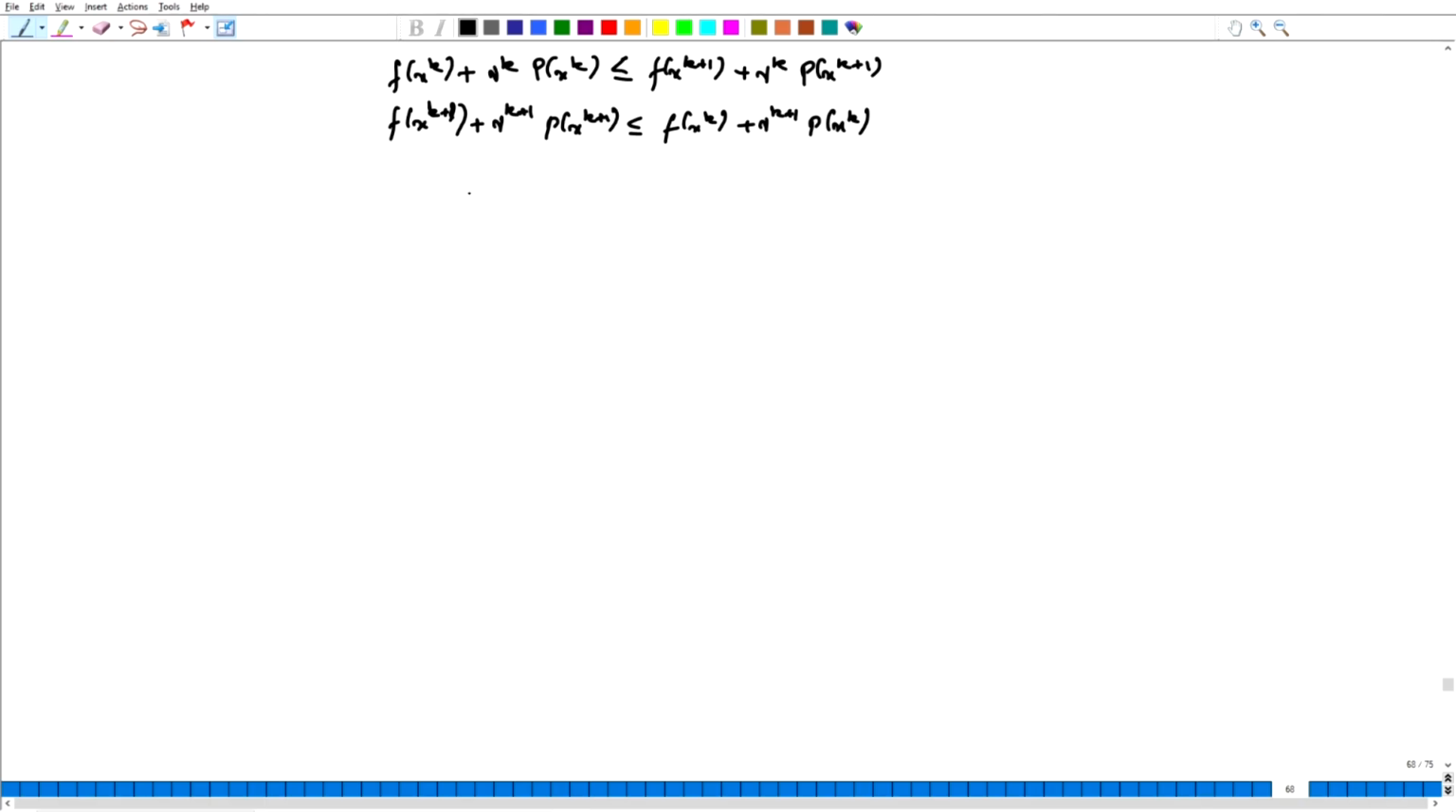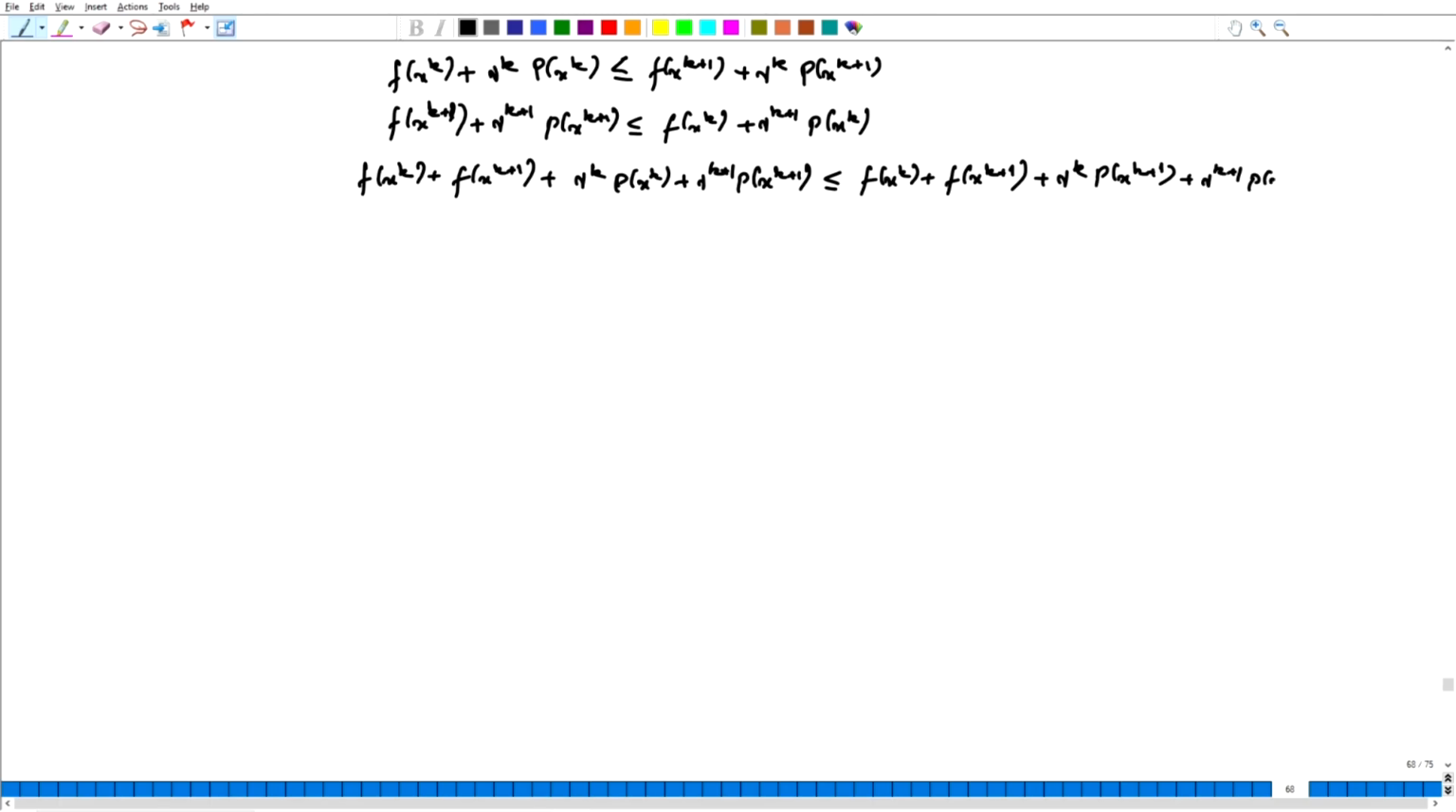Now, if you add these both, you have f of x_k plus f of x_{k+1} plus gamma_k p of x_k plus gamma_{k+1} p of x_{k+1} is less than or equal to f of x_k plus f of x_{k+1} plus gamma_k p of x_{k+1} plus gamma_{k+1} p of x_k. So, you can cancel these, and if you bring this here you will have (gamma_k minus gamma_{k+1}) times (p of x_k minus p of x_{k+1}) less than or equal to 0. If you are wondering how this occurred, you get gamma_k p of x_k plus gamma_{k+1} p of x_{k+1}, and minus gamma_k p of x_{k+1} and minus gamma_{k+1} p of x_k when these are brought to the left.